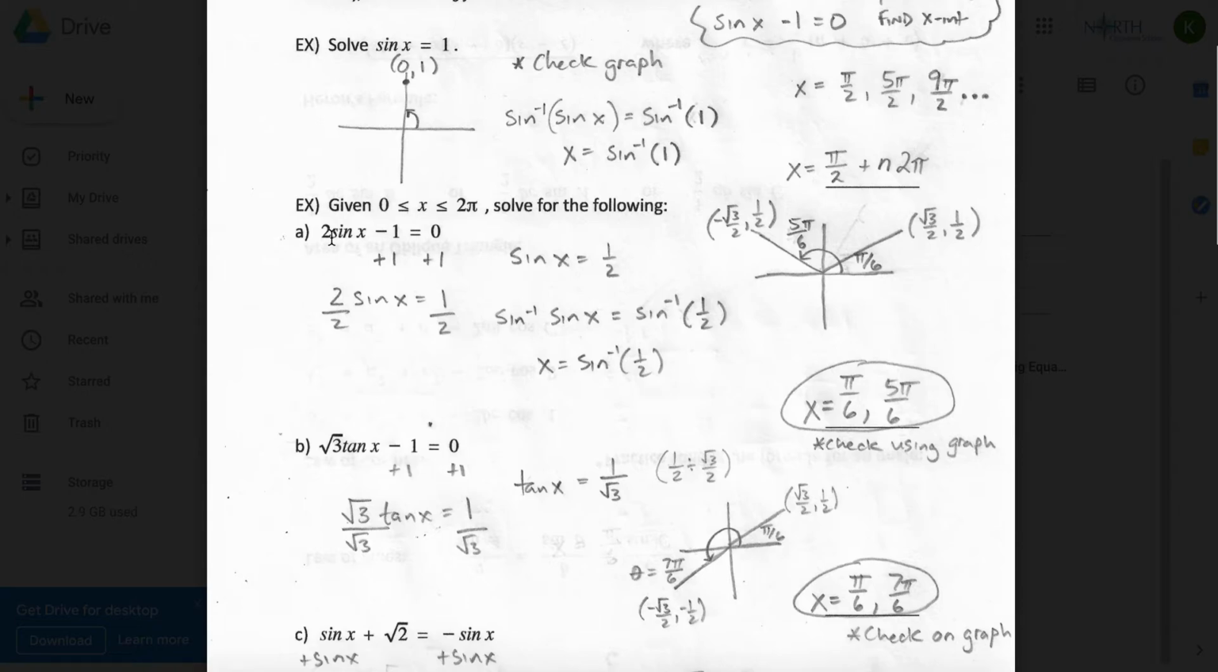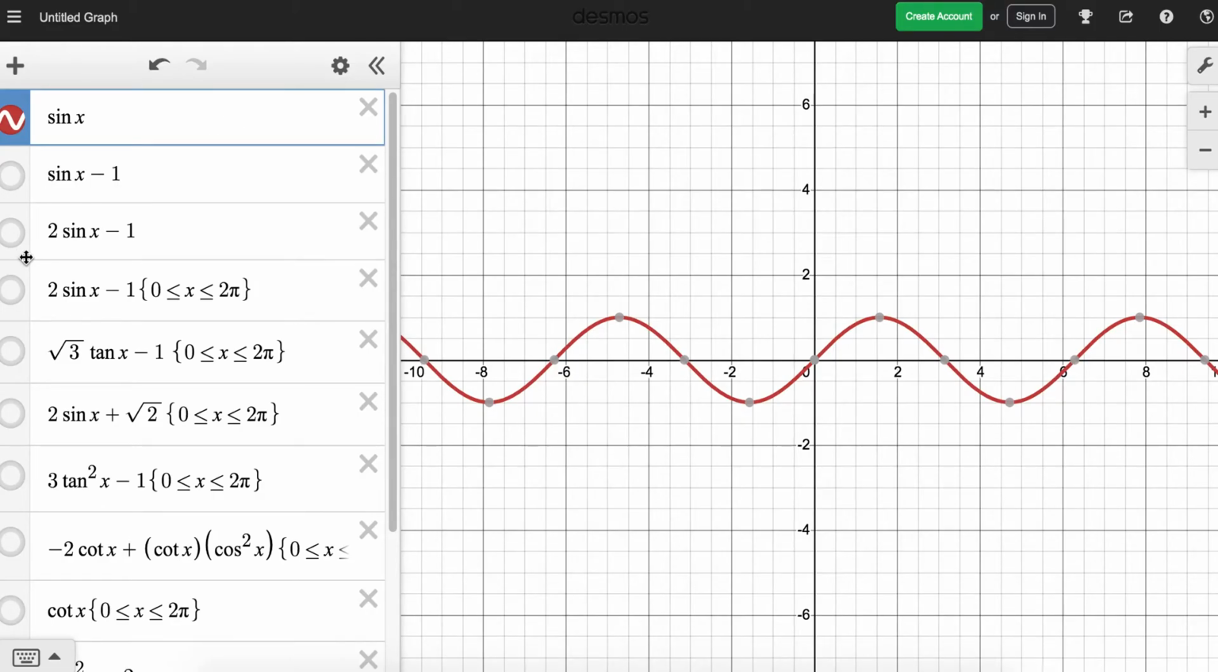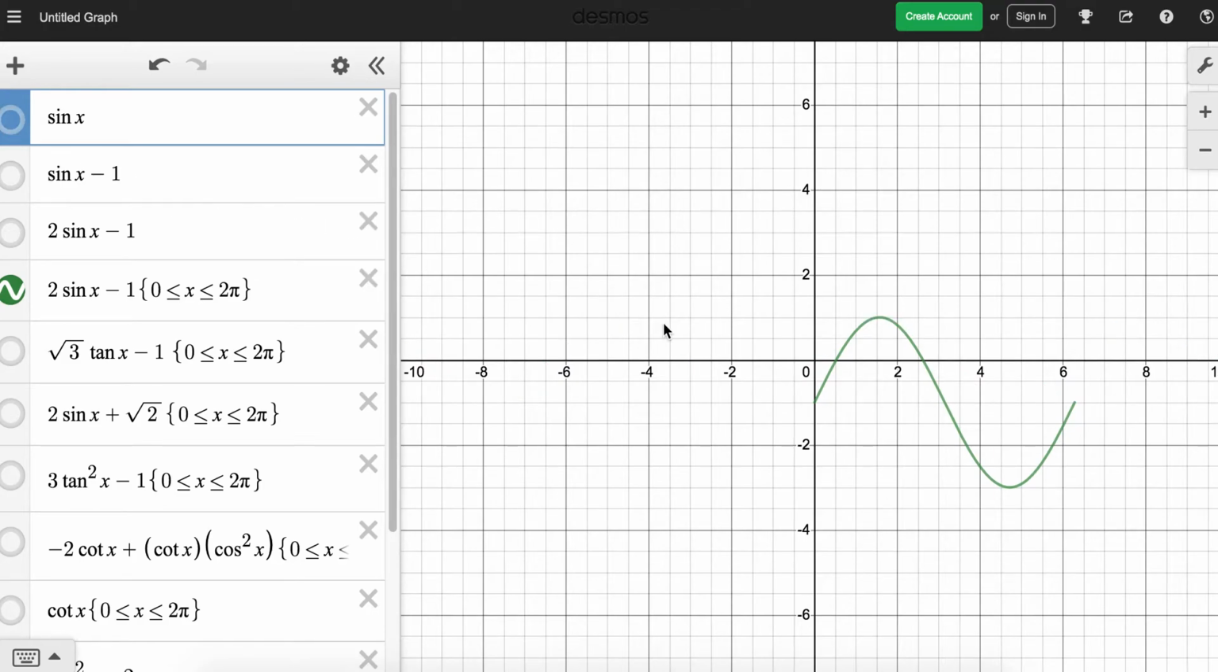So to do it graphically, since our equation is already set equal to 0, we can just type that function in, and we can input our restricted domain. If I do it without a restricted domain, here we see infinite solutions to our equation. Anytime we have an x-intercept, that's going to be a solution.